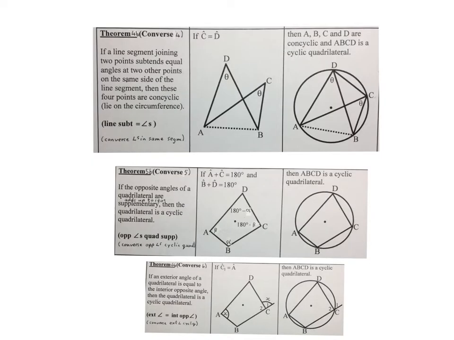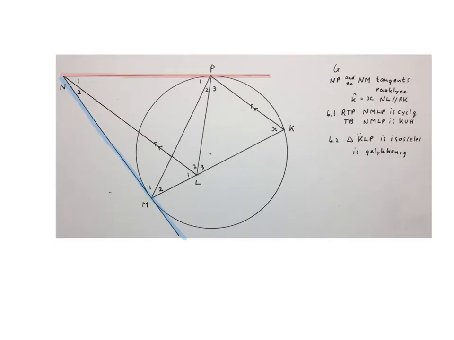Please stop the video and make sure you understand the 3 ways you may use to prove something to be a cyclic quad. Now let's go through our rider. Here is our sketch. They gave us some information next door. They said NP and NM are tangents to the circle. So the blue line and the red line are tangents to the circle. Next they said angle K is equal to X. So that angle over there is X big. Next they said that the 2 green lines are parallel. NL is parallel to KP.